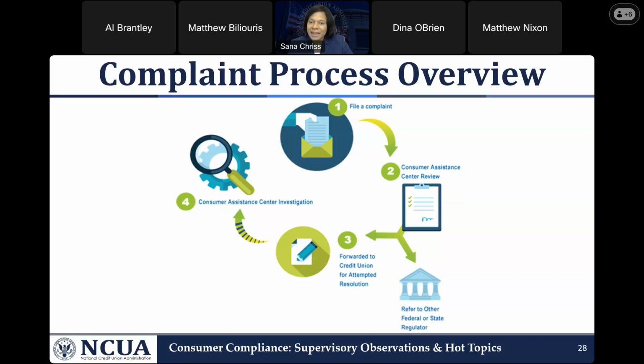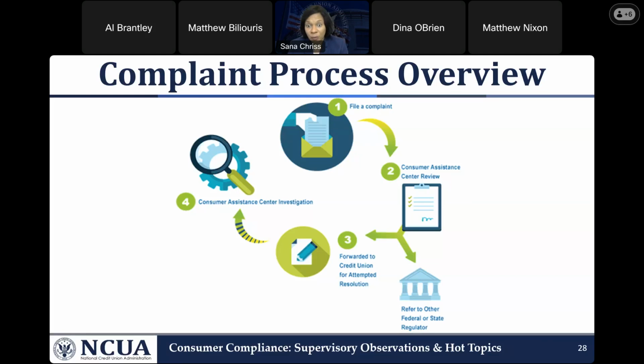During that 60-day process, we encourage credit unions to reach out to the consumer and try to address any lingering concerns that a consumer may have at that stage in the process. We will only move forward to the second phase of this if the credit union doesn't respond at all in response to receiving a complaint from us.